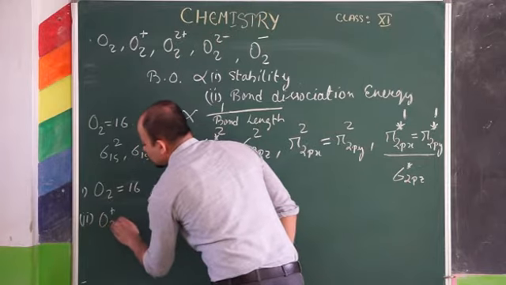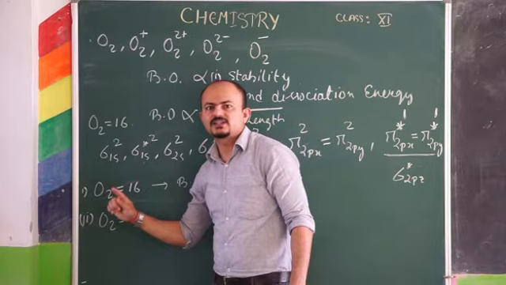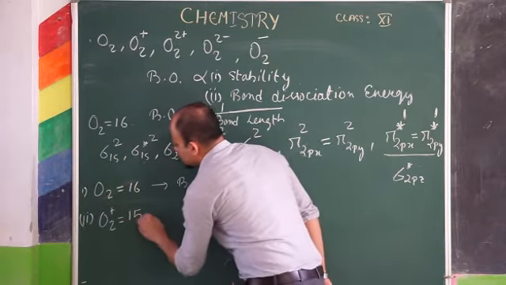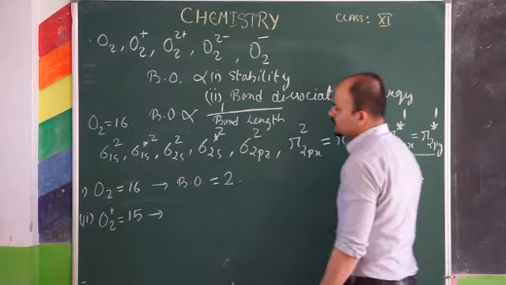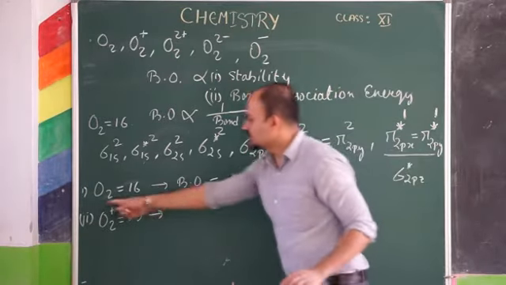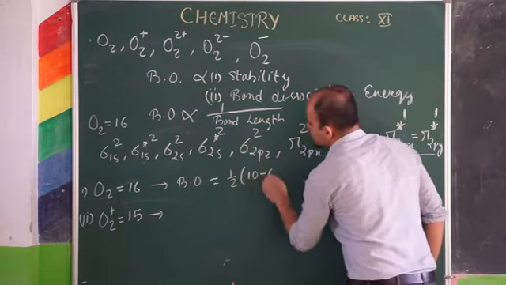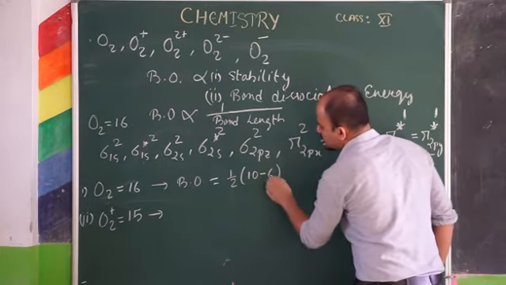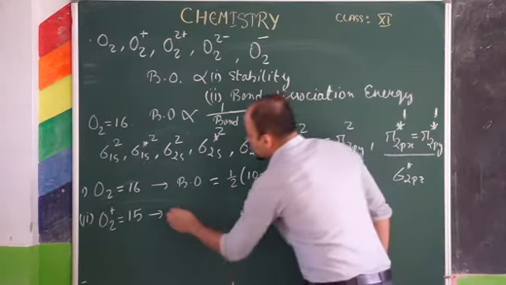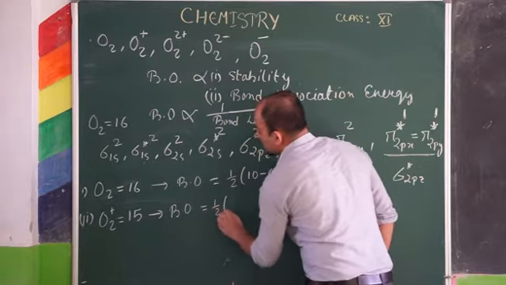Now let's calculate for O2 plus. O2 plus means that out of 16 electrons, the one positive sign means 1 electron has been lost. So 16 minus 1 is 15 electrons. For oxygen, the bond order was half of 10 minus 6: 10 were the bonding electrons and 6 were the antibonding electrons, therefore you have 2.